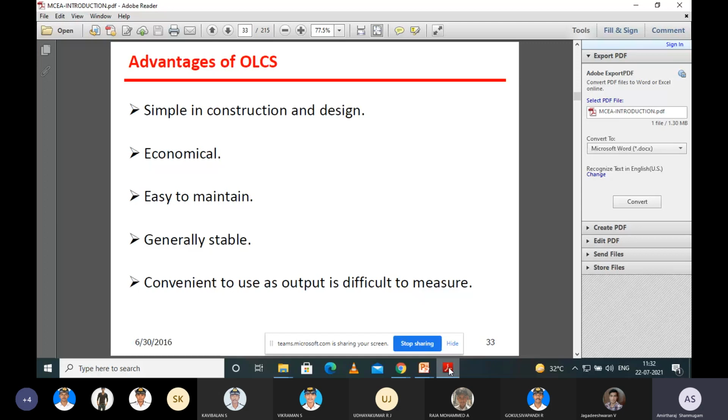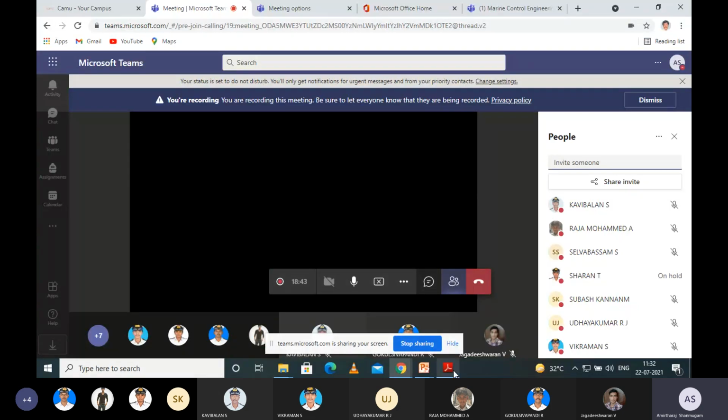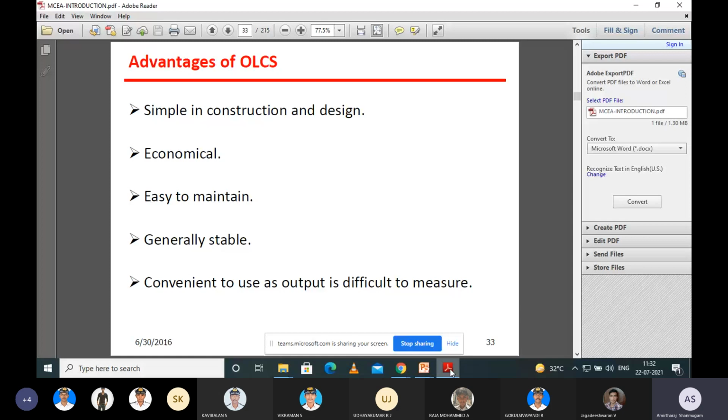Because once the output needs to be measured, we need a sensor, and we need to compare the input and the feedback, and we need some necessary action to be taken to meet the changes in the output. So these are the modifications necessary. That is not needed in our case. Another advantage of the open loop control system is that it is easy to maintain. No need to watch the output.